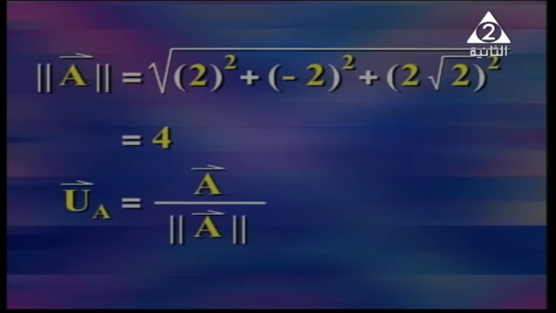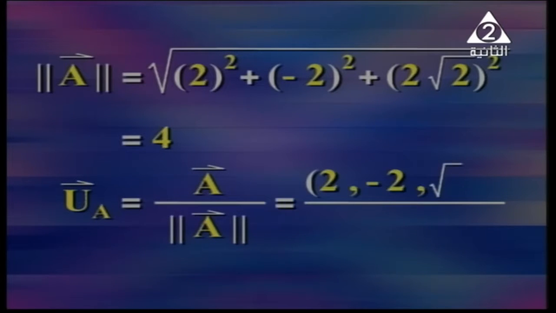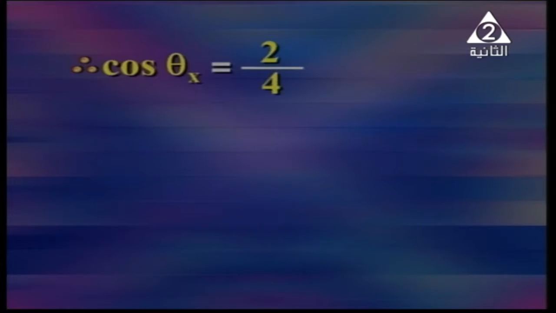After that, the unit vector in direction A. What is the rule? A vector over norm vector. What is the A vector? Excellent student. (2, -2, 2√2) over 4. What is the value of cosine x? Excellent student. The first component, 2 over 4, equals half.